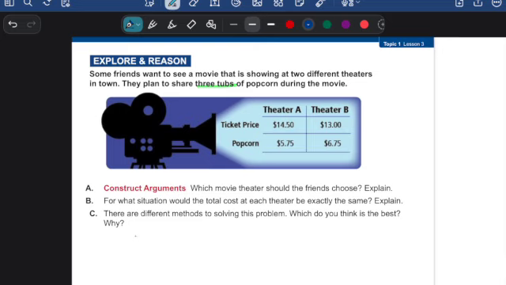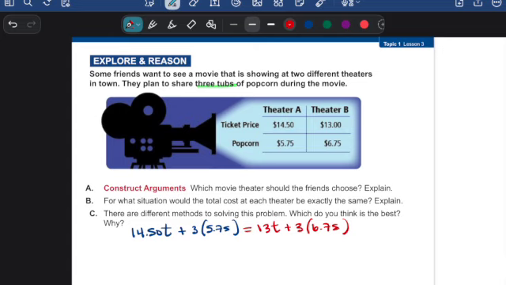For theater A, it's $14.50 per ticket. I'll use the variable T for ticket. Plus they're going to have the cost of popcorn, so 3 popcorns at $5.75 each. So here's our equation for theater A. And for theater B, the ticket price is $13 per ticket, I'm using the variable T again, and the cost of popcorn would be 3 times 6.75. If we set these two equations equal to each other, we can solve for T, the number of tickets it would cost.